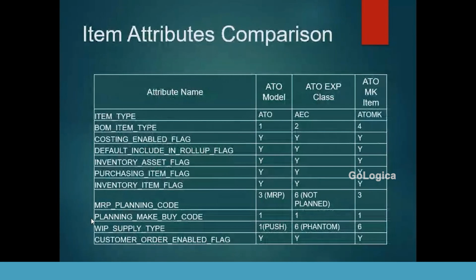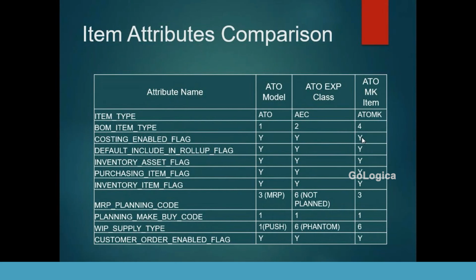So this is a comparison I just made, item attributes comparison. Basically, when you assign this ATO model, ATO option class, and standard item, the BOM item type, when you assign the ATO model, will act as one in the table. These are all table values, seeded by Oracle. When you assign the template, these are the values which will get into the MTL system table for that item.